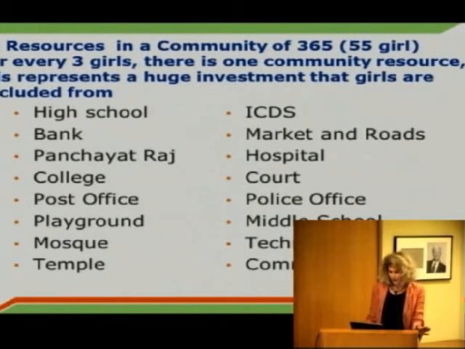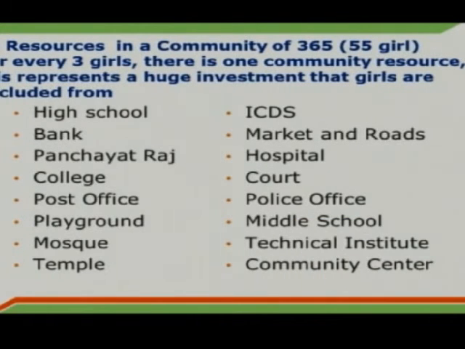In the case of this place, which had high levels of trafficking, high school, bank, Panchayat Raj was the village council. There was actually a college, vocational training, post office, a playground, a mosque, a temple. ICDS was a government program, markets and a road, there was a hospital, a court, a police office, a middle school, a technical institute, a community center, in a community of 365 people. There were all these things. So from the point of view of just physical facilities alone, it was a rich community from which the girls were excluded.